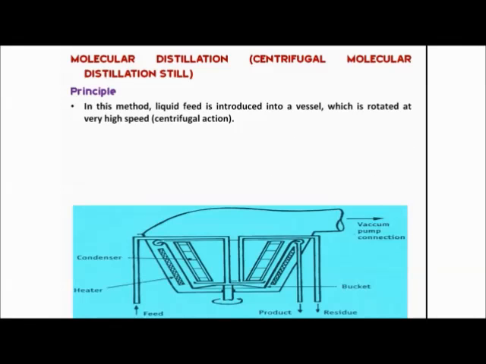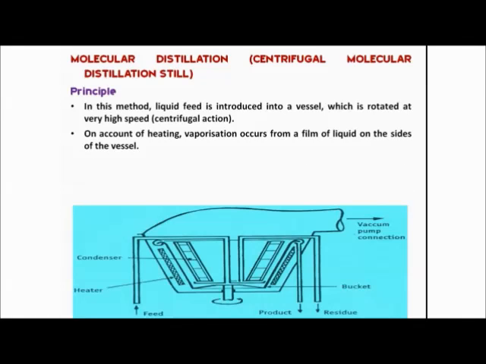See, the principle is very simple. In this method of centrifugal molecular distillation still, the liquid feed is introduced into the vessel. The liquid feed means the liquid which we want to distill, right? So the liquid feed is introduced into the vessel, which is rotated at a very high speed by virtue of the centrifugal action, and this rotation is achieved by an electric motor which is fitted with the instrument, right?